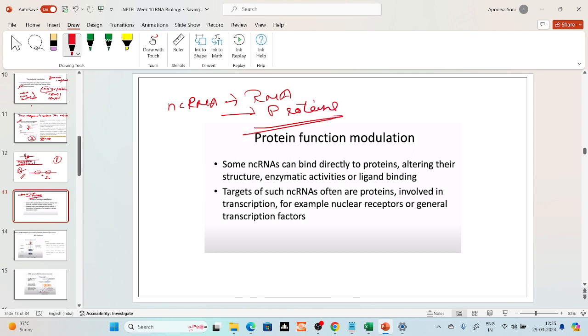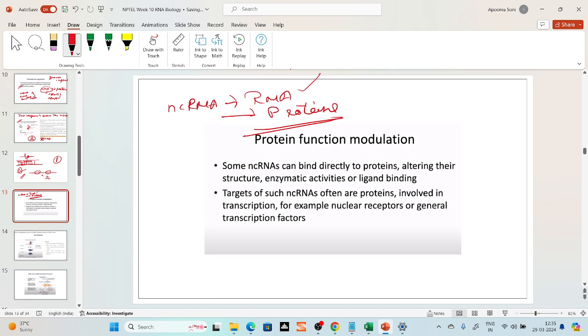Again, this is new. We know that non-coding RNA can bind to RNAs and then modulate or regulate its expression. But here it says that non-coding RNAs can also bind to proteins. When they bind to proteins, they alter their structure, their enzymatic activities, and their ligand binding. Now the question comes: what kind of proteins will these non-coding RNAs bind? They will bind proteins which are involved in transcription mostly.